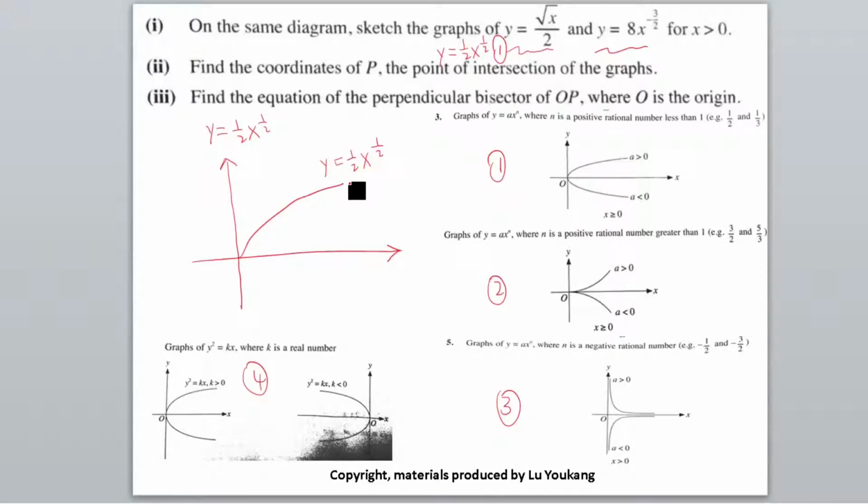And by the way, these basic graphs you have to memorize all on the spot. You can use your calculator to sketch it out. Now let's find out how y equals 8 times x to the power minus 3 over 2 should look like. It should look like graph 3.